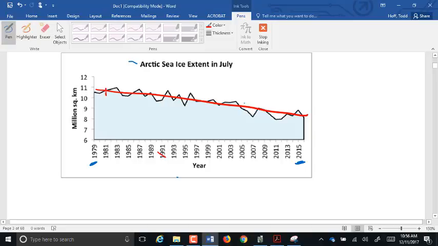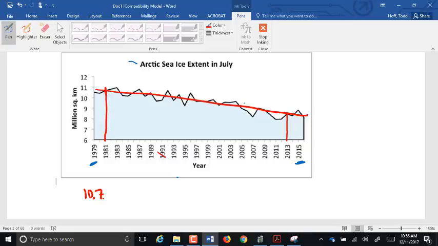So I might pick the value for 1981. And let's say the value for 2013. Those seem to be relatively middle of the road values. So in 1981, it's 10.7. That's just millions of square kilometers. So that's 10.7 million square kilometers of ice cap. In 2013, it looks like it's 8.5 million square kilometers of ice cap.